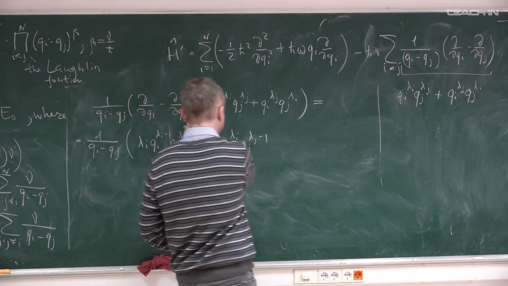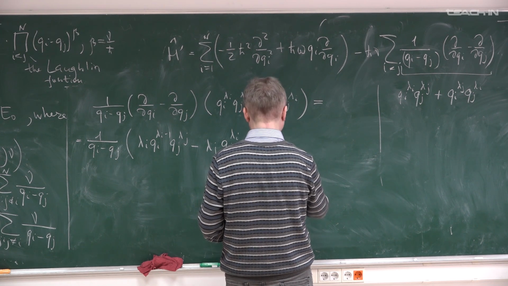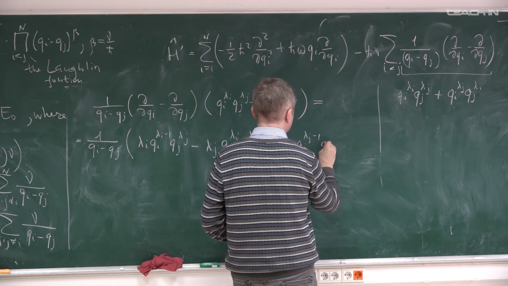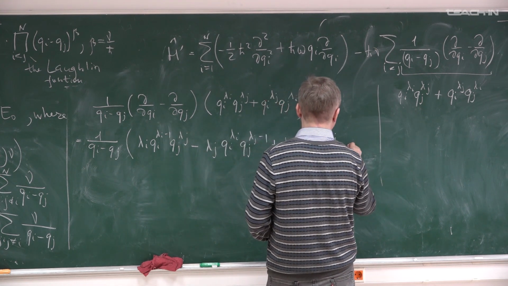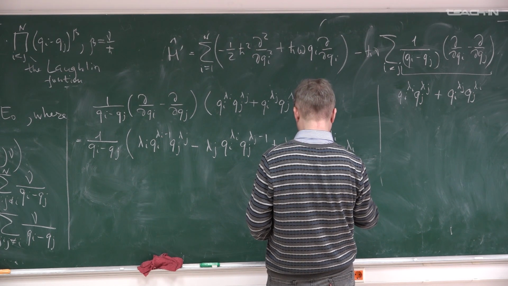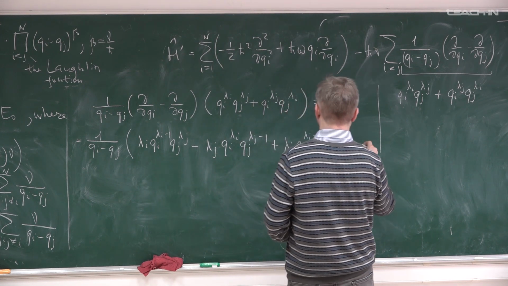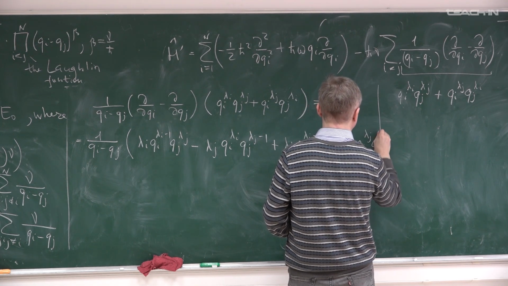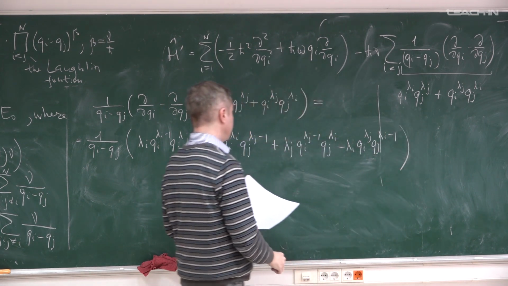Now we write the action of this operator on the second term. Then we have plus lambda j qi^(lambda j minus 1) qj^(lambda I), and minus lambda I qi^(lambda j) qj^(lambda I minus 1). That's it.